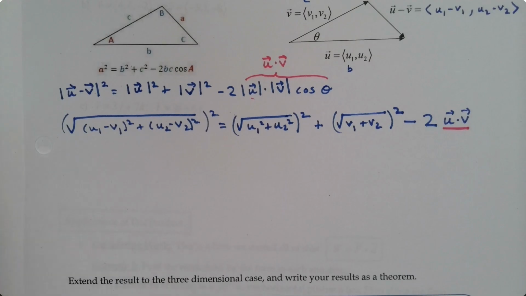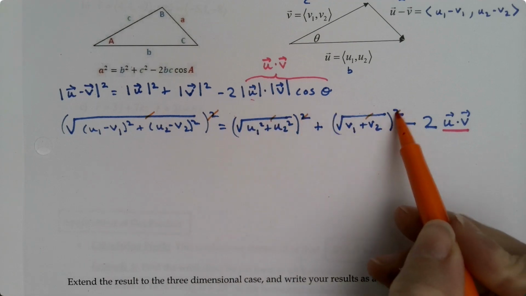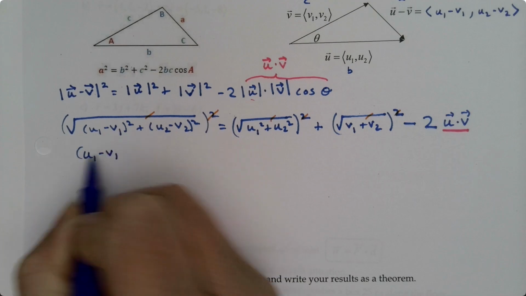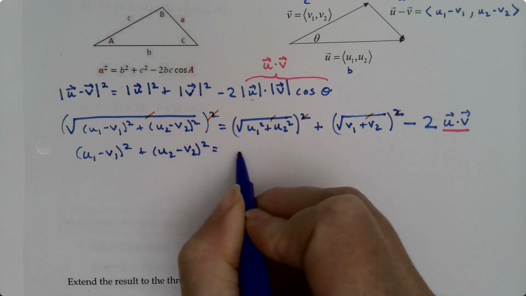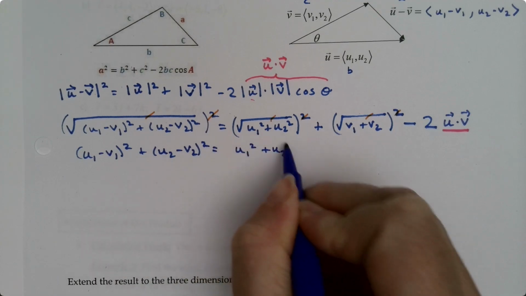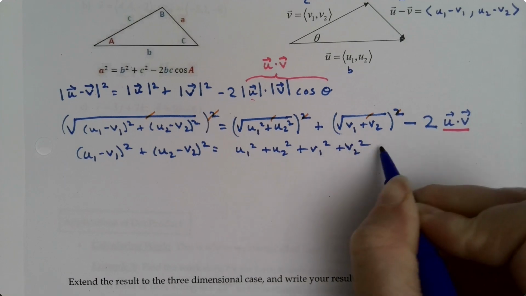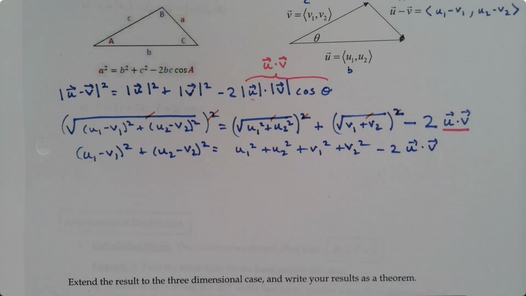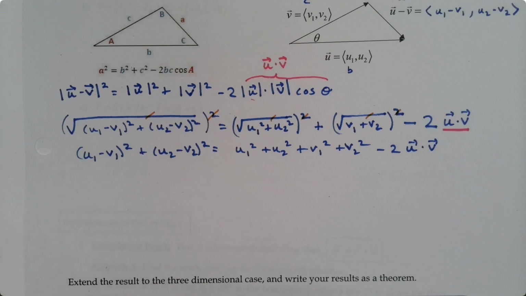Now it looks worse than it is, because you have to remember that when you take a square root and you square it, it all goes away. And you're left with u1 minus v1 squared plus u2 minus v2 squared equals u1 squared plus u2 squared plus v1 squared plus v2 squared minus 2 times the dot product of u and v. Now these two are binomials squared, so you have to FOIL them. You have to distribute.